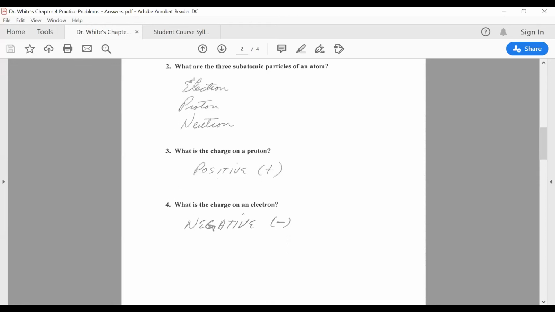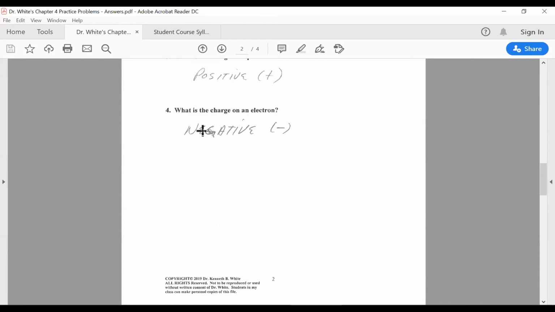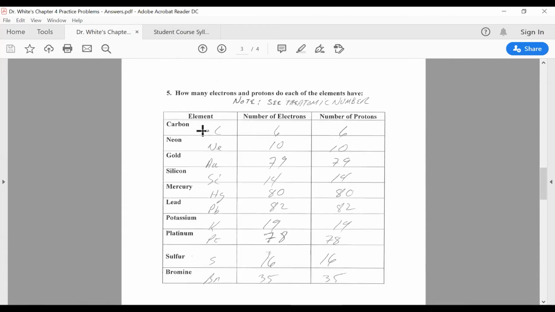And you should know 3 subatomic particles: electron, proton, neutron. And proton, positive charge; electron, negative charge. I think it's on the next page. Neutron, no charge. I guess I didn't have one like that.